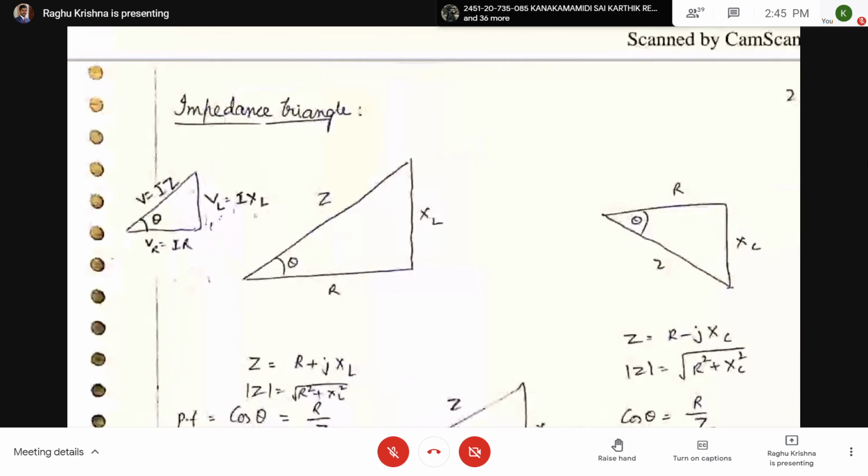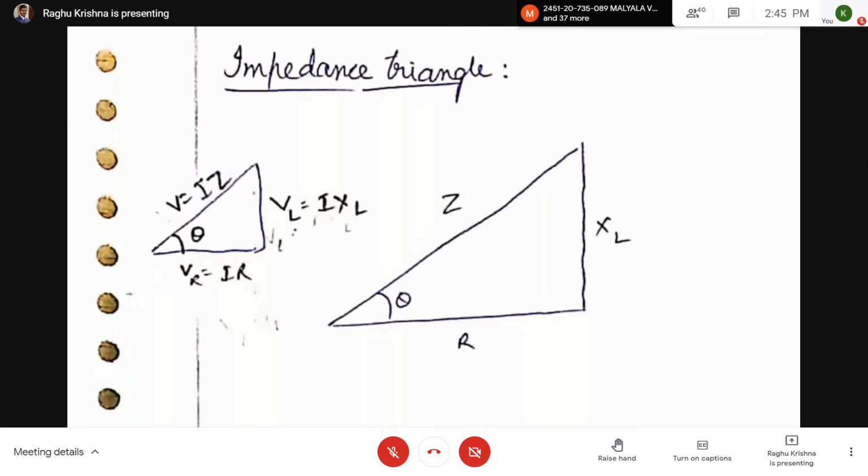Impedance triangle. In order to understand the Z, you require the impedance triangle. If you want to understand more about Z, you have to know about the impedance triangle. Now here, you know about VR and VL. In all these, if you remove I, then you are going to get the impedance triangle. You know that VR equals IR, VL equals I into XL. If you add these two, you are going to get V equals IZ, where Z is the impedance.